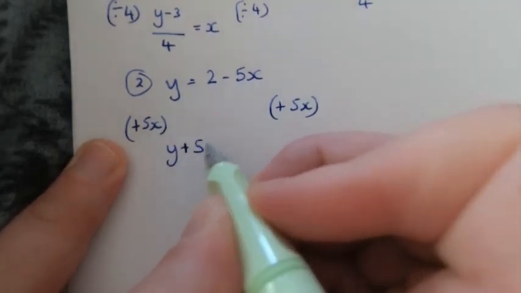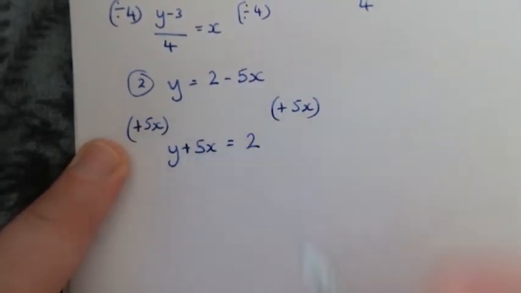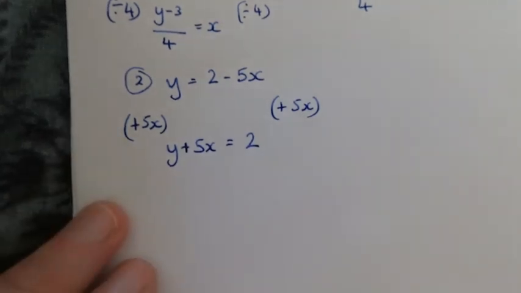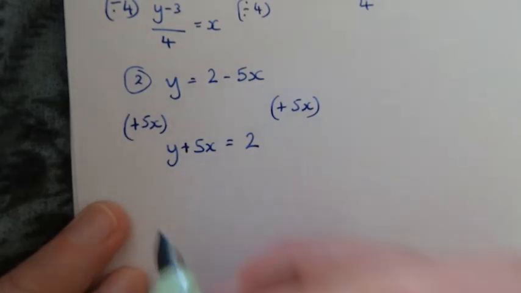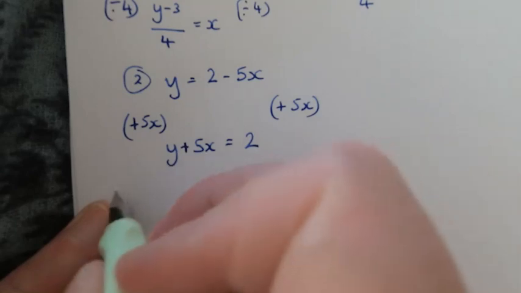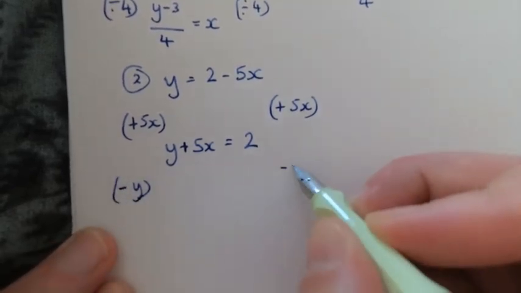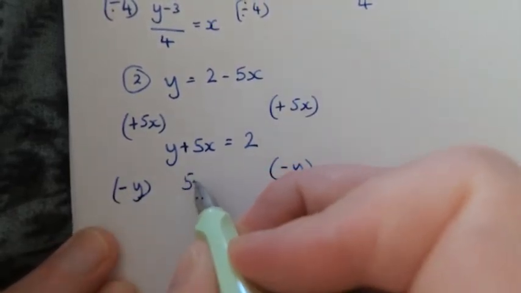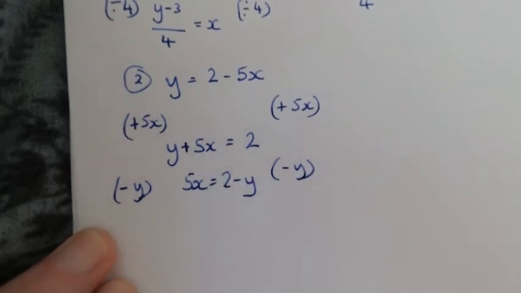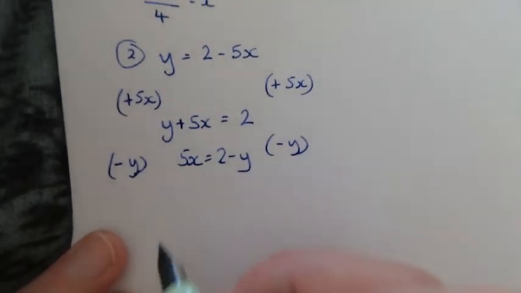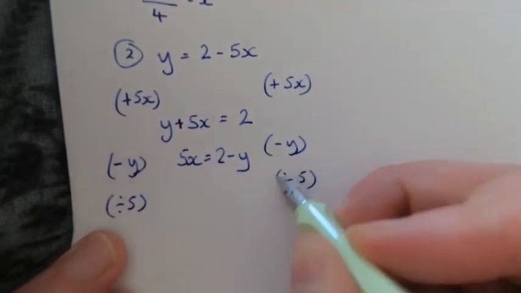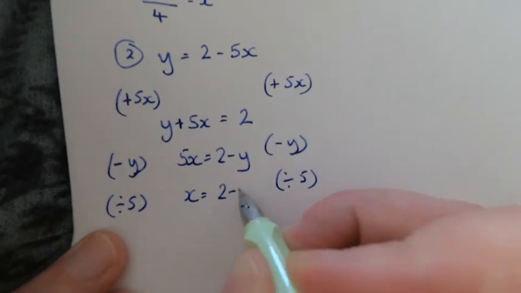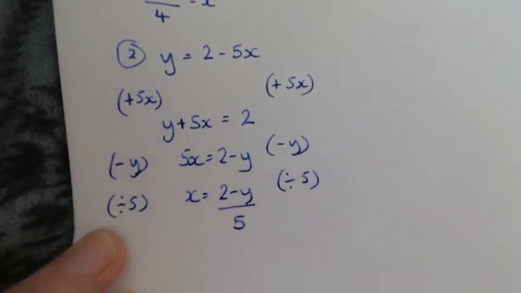So we end up with y plus 5x equals 2. Now I can get rid of the y on this side, so I end up with just an amount of x's on the left. Minus y, 5x equals 2 minus y. And finally, like the last example, I'm going to divide everything by 5. Let's get x on its own. Divide by 5. x equals 2 minus y all over 5.